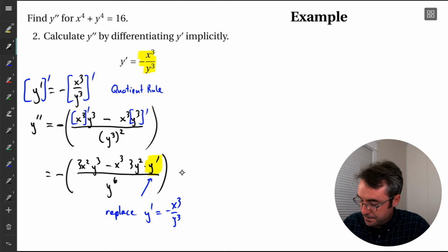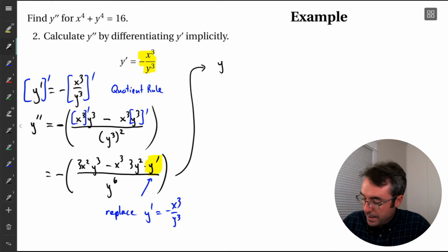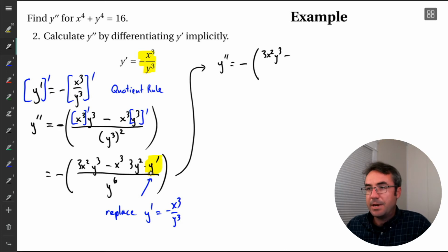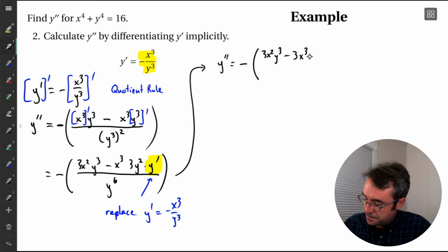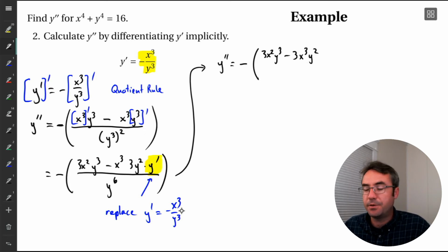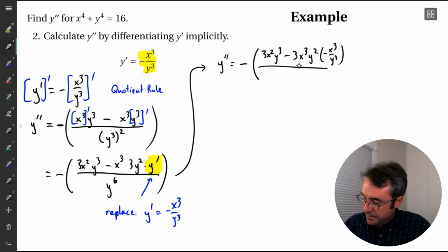So when we do that, we get y double prime is equal to negative 3x squared y cubed minus. Now when we put this in, it's helpful to rewrite the term as we're going along. So I'm going to take this 3, put it in front, and keep things in alphabetical order. So x cubed y squared. And then for that y prime, that's where we're going to fill in the fraction. So negative x cubed over y cubed. And then this is all over y raised to the power 6.